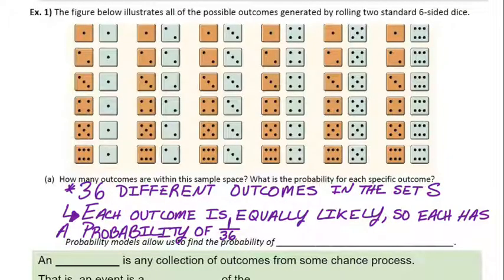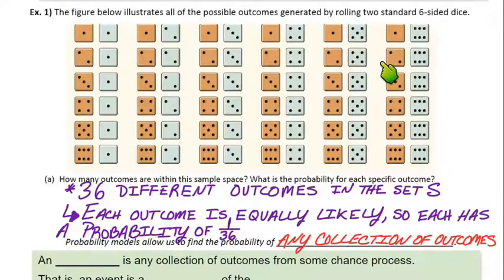The next note here, a probability model allows us to find the probability of any collection of outcomes. So any type of outcome that could occur within this sample space. That's what probability models allow us to find. So let me scroll down here just a bit.